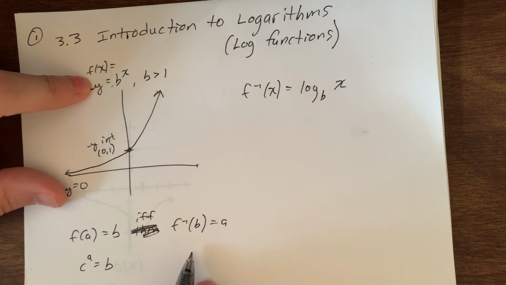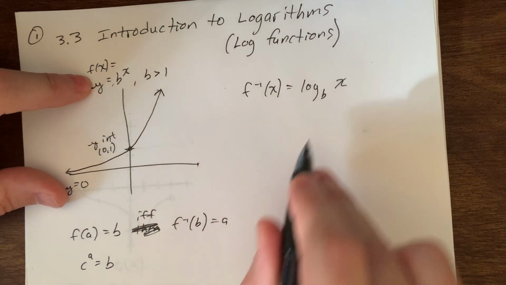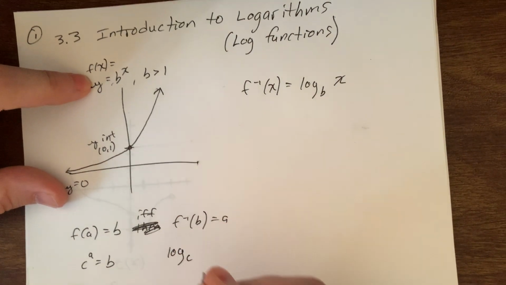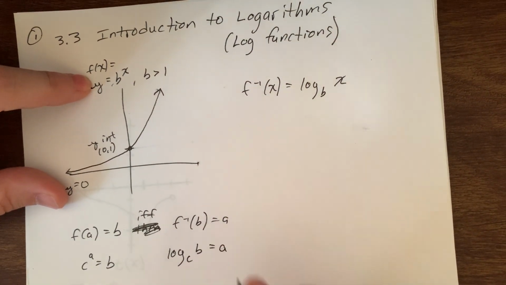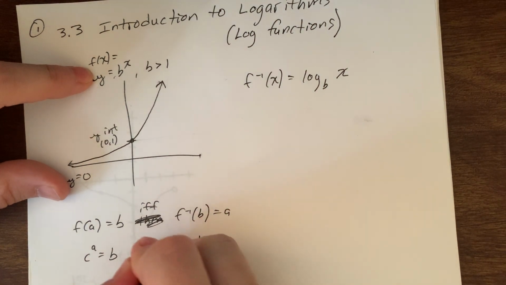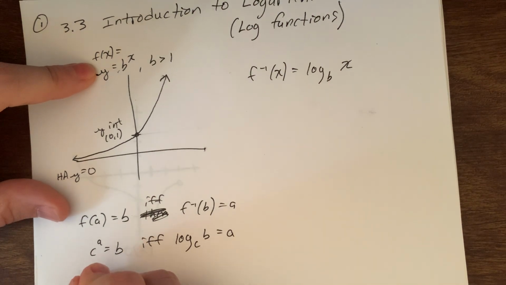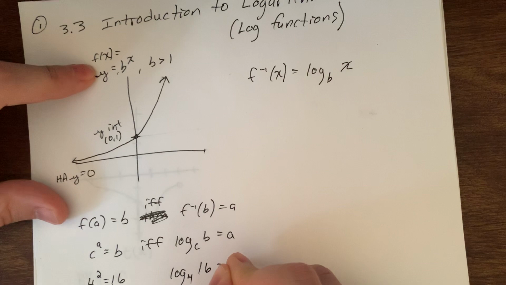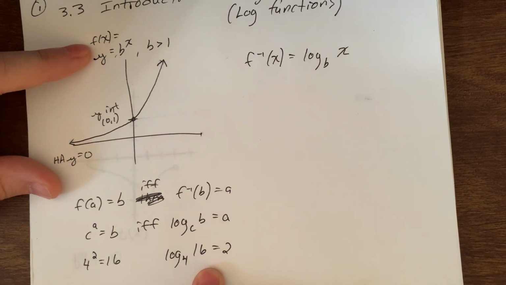Look at how that works in the inverse situation now. I still have that same base of c, but now it would be log base c, and now the b is what you plug in, and the a is the answer. That still looks really ugly, but that is the relationship we have to get used to. So if 4 squared equals 16, then log base 4 of 16 equals 2. That's really how we're going to understand logarithms.